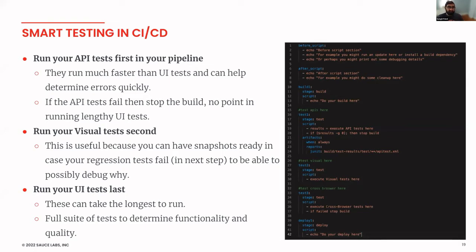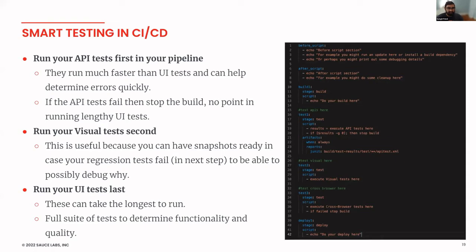And I've seen folks implement that and save tons of hours in waiting for test results and then retesting and redeploying. So running those API tests right at the top, I think, is important. And then the next two are up for debate, how you want to run them. I would probably put the visual tests after that in the middle.